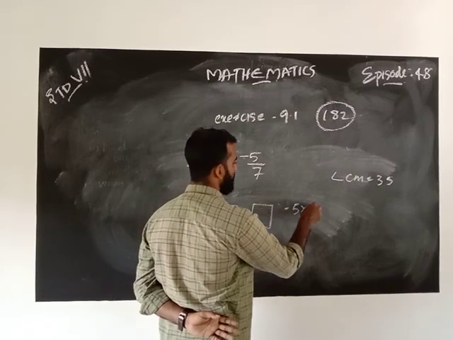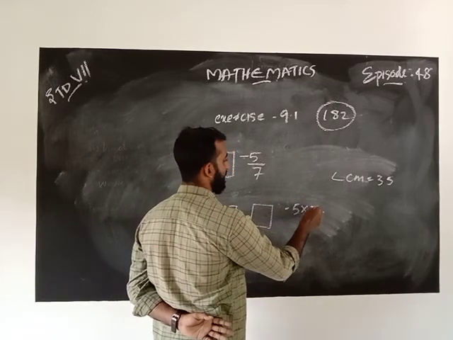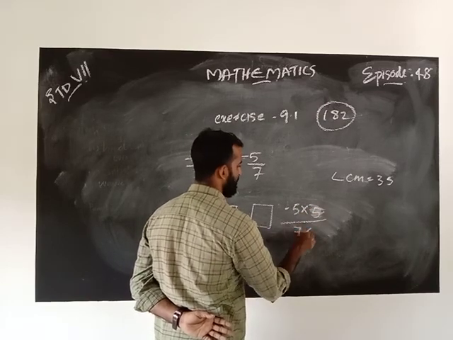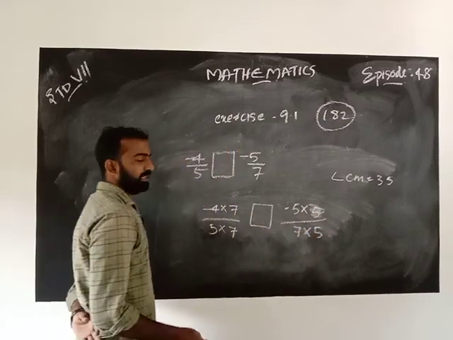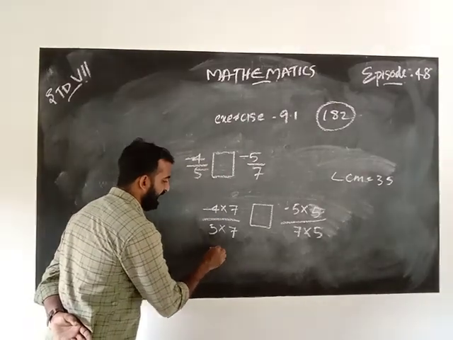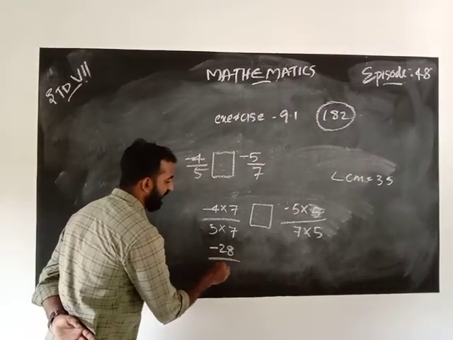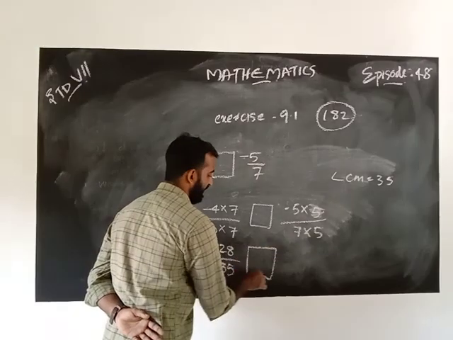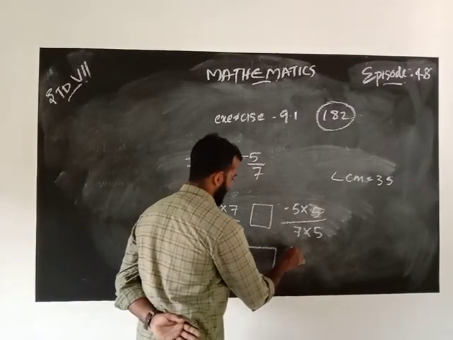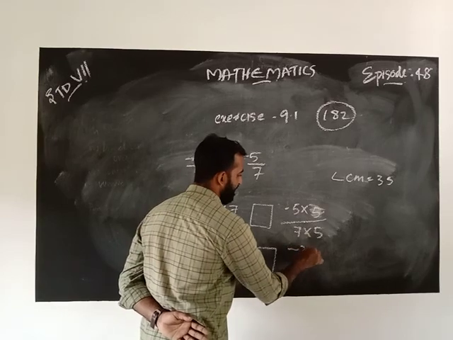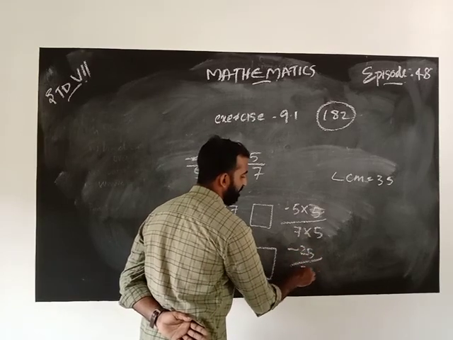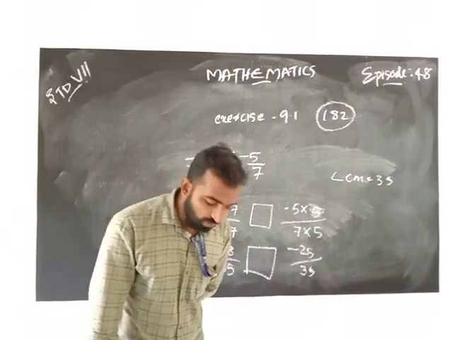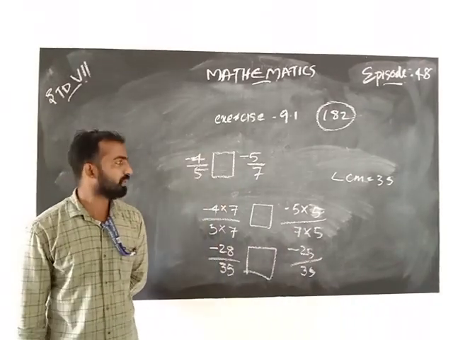Negative 5 into 5, negative 5 into 5 divided by 7 into 5. That is, here we get negative 28 divided by 35, and here we get negative 25 divided by 35. Which one is greater? Negative 28 or negative 25?